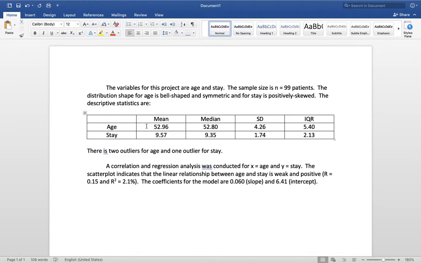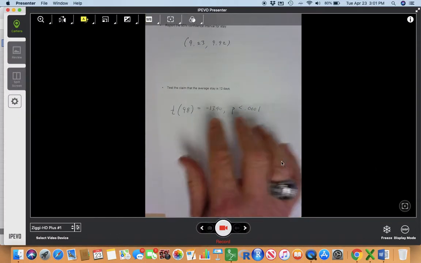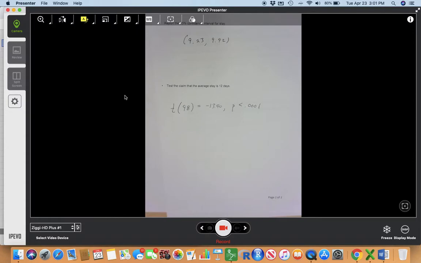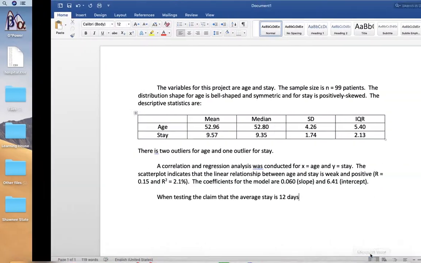The final thing you're going to do is talk about the results for the test of significance. So in testing the claim that the average stay is 12 days, and again, this is for my hypothetical, just to give you an indication of that, this is for this hypothetical data set and set of questions. Okay, but your questions are going to look very similar to that. So let me get what we need.